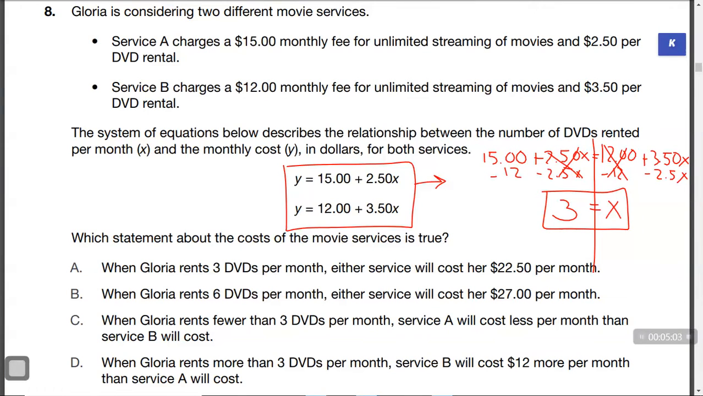But remember, when we find the solution, we have to interpret what that is. Well, what does x mean? Well, x was first found here. That is the DVDs rented per month. So x is the DVDs per month. So we know that they're going to be the same if you rent 3 DVDs per month.